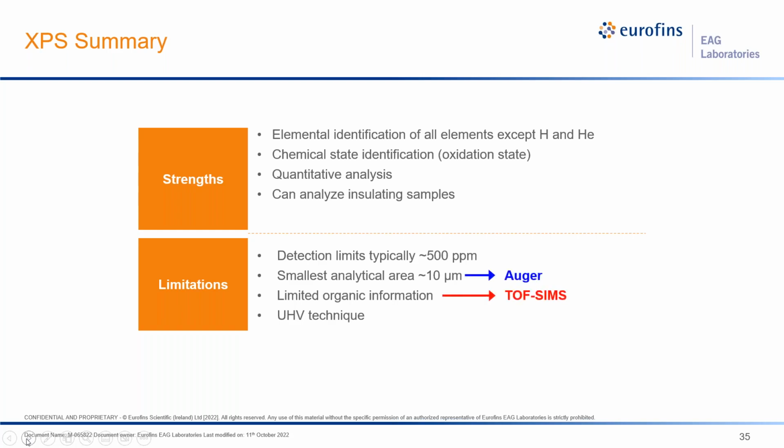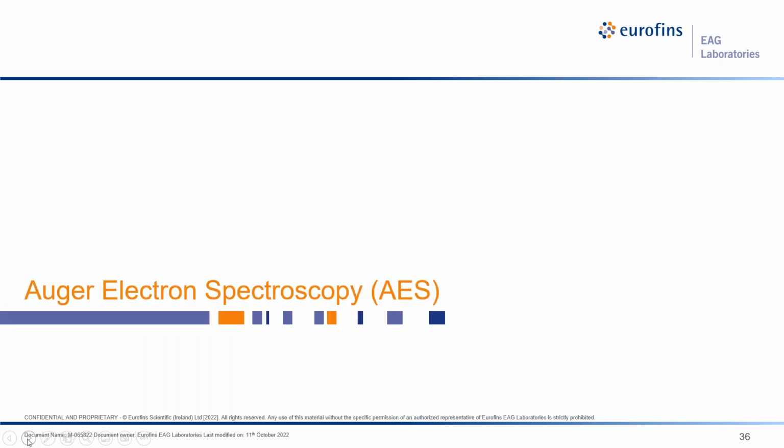The following two techniques discussed in our webinar today are Auger and TOF-SIMS. If the feature area is too small for XPS, oftentimes we can use Auger, and if we need more organic information, we can apply TOF-SIMS. So these techniques are often used in combination. Now we're going to talk a little bit about Auger electron spectroscopy.